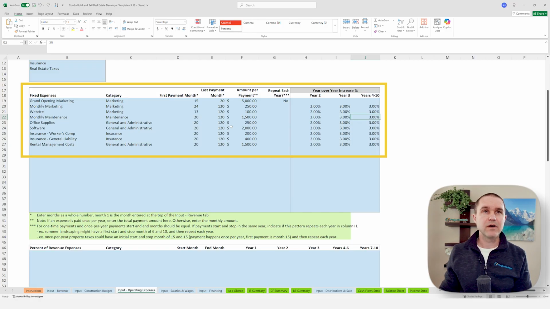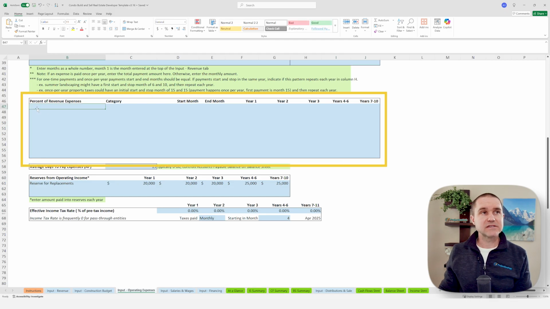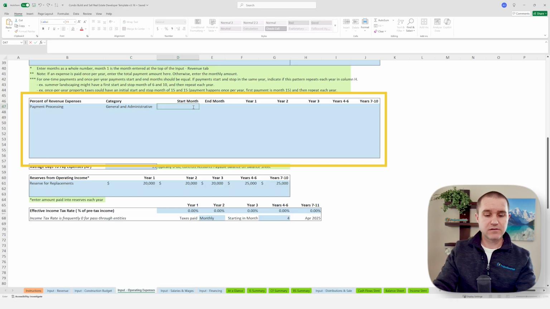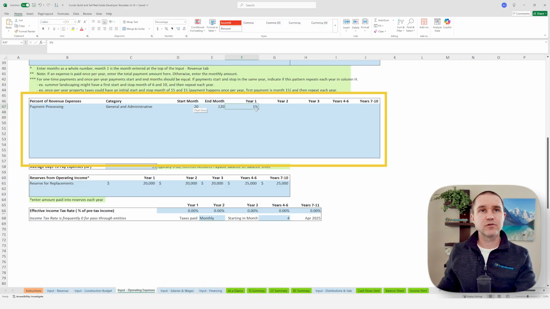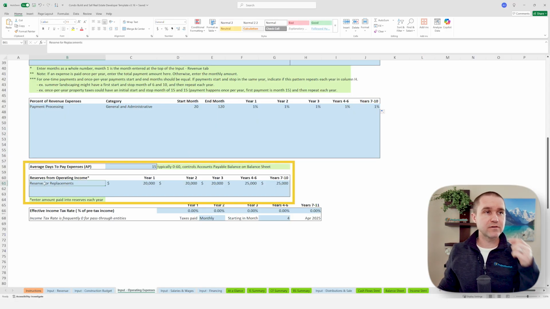So these are your monthly expenses on a per dollar amount basis. You also have the ability to set up expenses here as a percentage of revenue. So if we said payment processing, and we're going to call it general and admin, and it's going to start in month 20 and end in month 120, and maybe it's 0.01, so 1% of total revenue for ACH fees or credit card payment processing fees. Maybe you have a 1% revenue payment processing fee you want to build in there. And you can also set a reserve for replacements here as well if you want to set aside cash for replacements or maintenance on the building, for example.